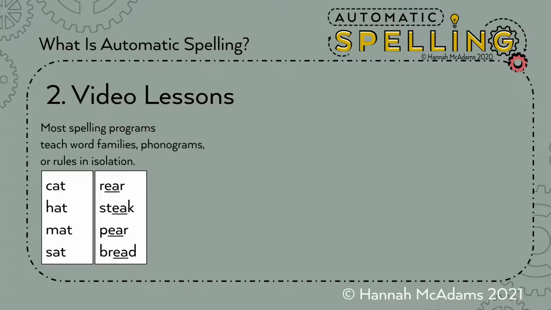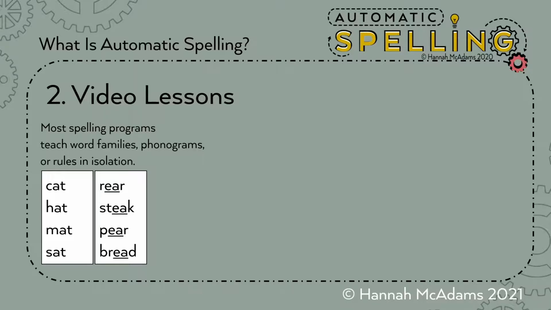So if you see the rear, that has the E sound, steak has the A sound, pear has the A sound, and bread has the E sound. So in this case, every word uses EA. Now I've seen that several different ways.